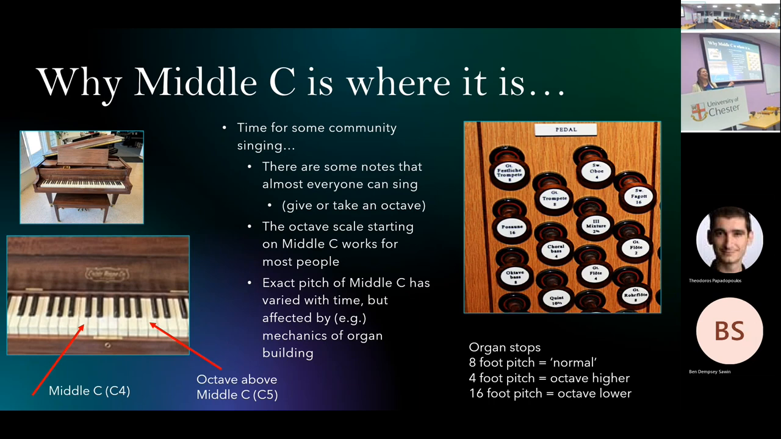They mean that if we take that set of pipes as our standard, the set of pipes on the 4 foot stop will be an octave higher, so half the length, twice the frequency. The set of pipes on the 16 foot stop will be twice the length, therefore half the frequency, or an octave lower. Computer scientists will get all excited when they see 2, 4, 8, 16. Similar logic really: if you can keep multiplying by 2, that makes building an organ easier.